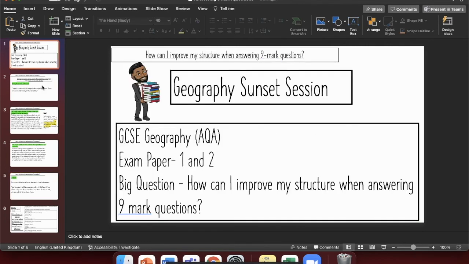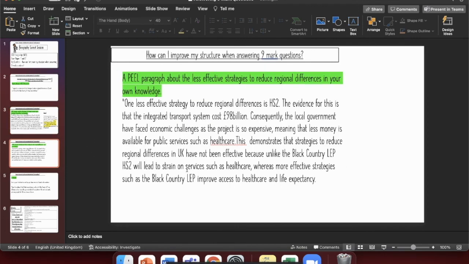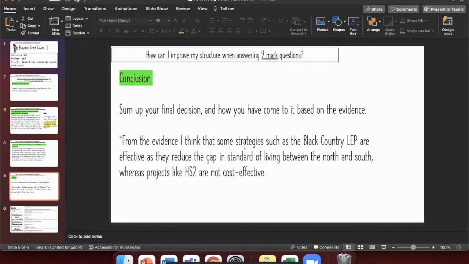So that's a model of how we use our structure. So opening decision, 2 PEEL paragraphs, one using the figure, one using my own knowledge, and then a conclusion.